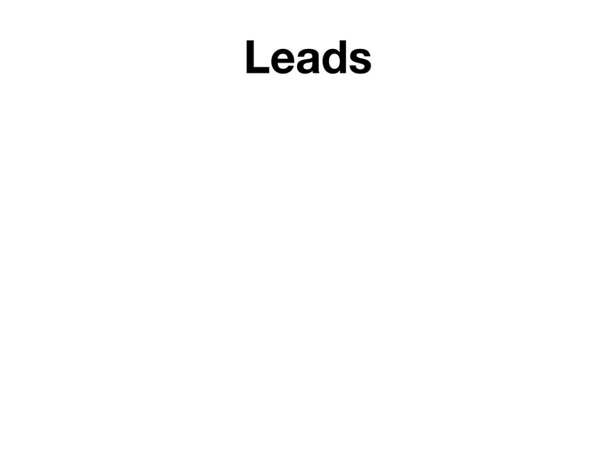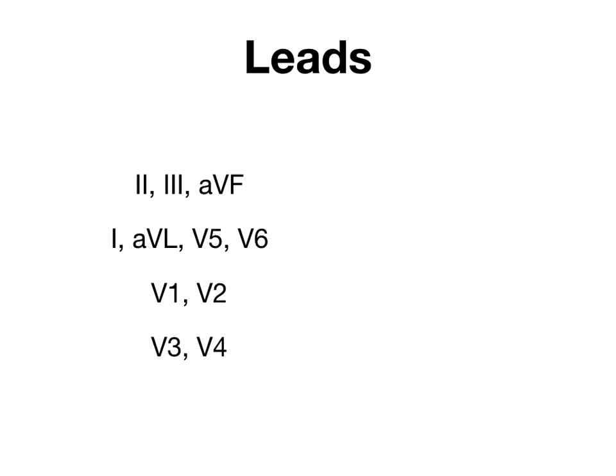Before we get started, you have to understand which leads on the ECG correspond to which portion of the heart they're reading. What I mean by this is we group our leads into 4 different categories. So leads 2, 3, AVF, leads 1, AVL, V5, and V6, leads V1 and V2, and leads V3 and V4. These correspond, respectively, to inferior leads, lateral leads, anterior leads, and septal leads.